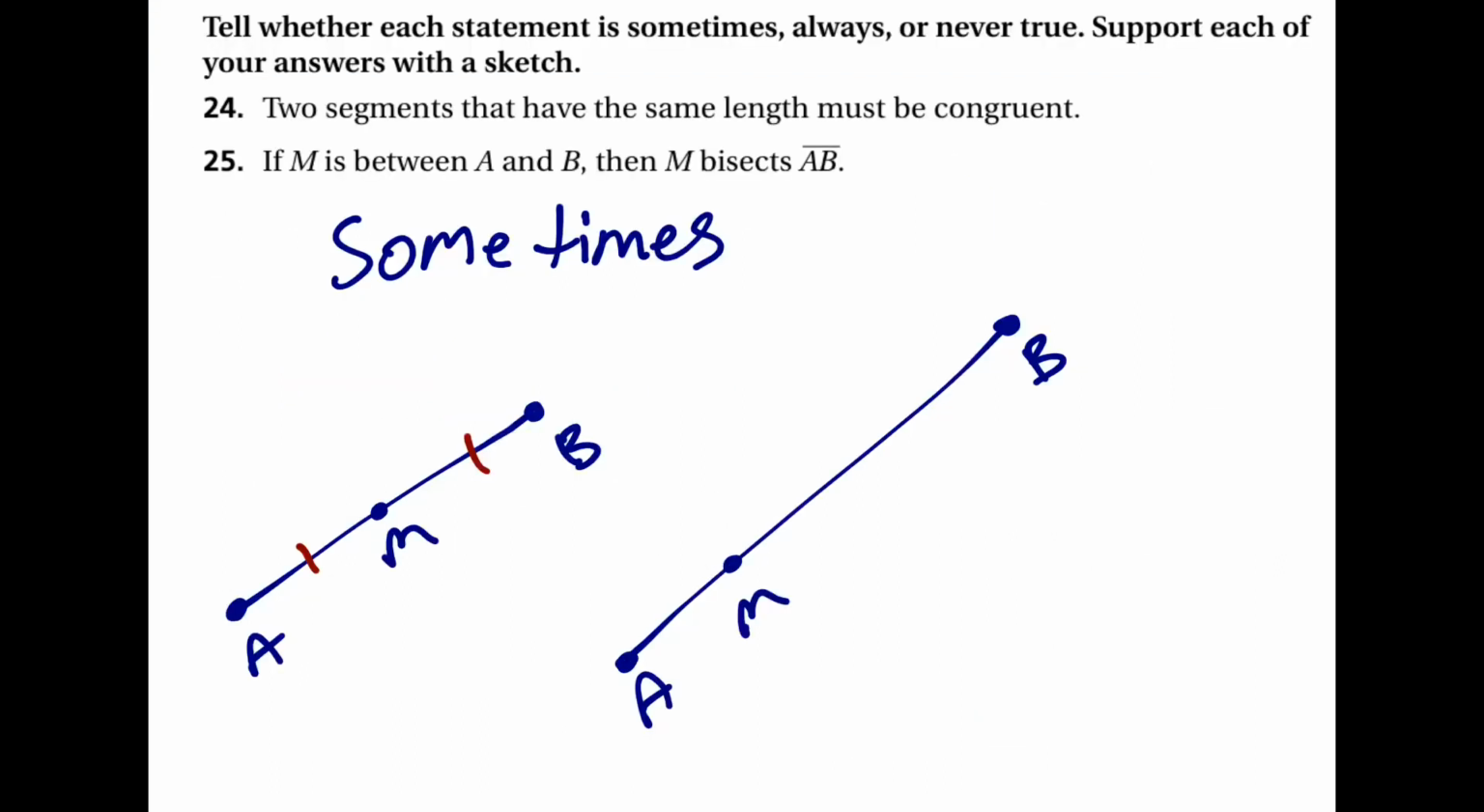For 25, if M is between A and B, then M bisects segment AB is sometimes true. In this example on the left, M is the midpoint, and it does bisect segment AB. But in this example, a counterexample, M is not the midpoint, so it does not bisect AB.